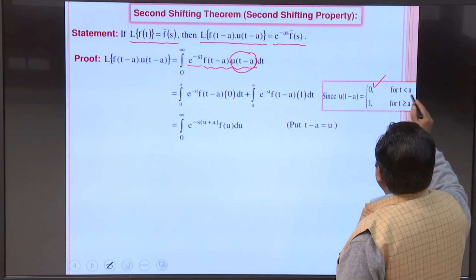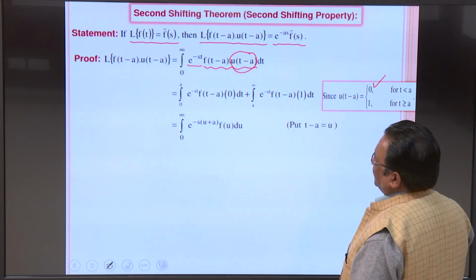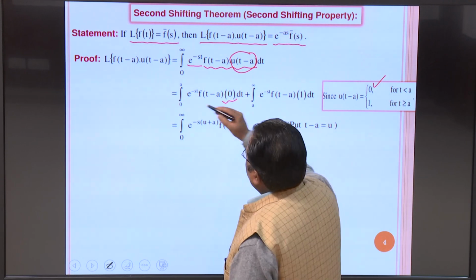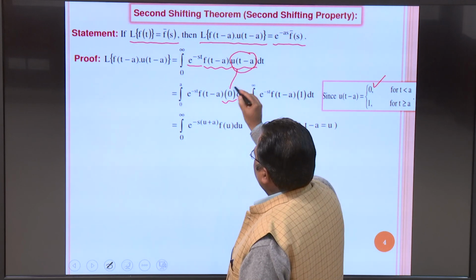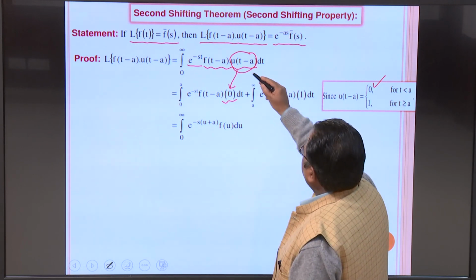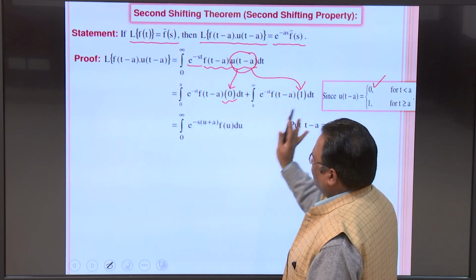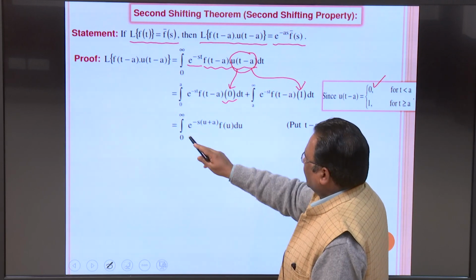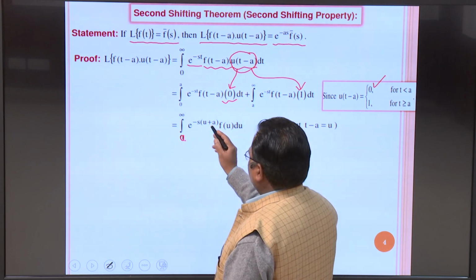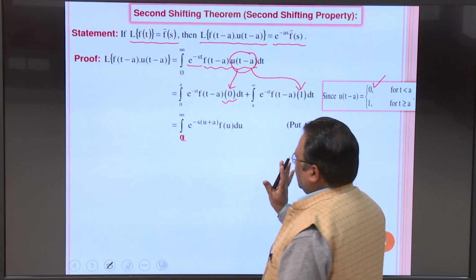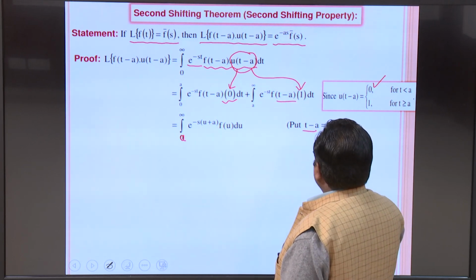The value of this function is 0 when t is less than a and 1 when t is greater than or equal to a. So in the limit of integration from 0 to a, the value of this function is 0, and from a to infinity the value of this function is 1. So this part becomes 0 and the result becomes the integral from a to infinity of e raised to power minus st f(t-a) dt. Now put t minus a is equal to u.